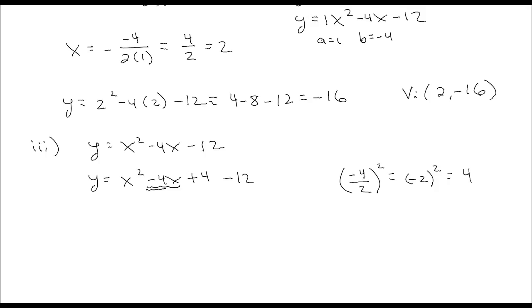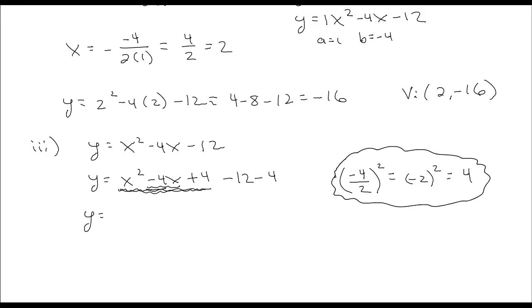But now I've changed the value on the right side of the equation, so I need to rebalance it by immediately removing that 4. Okay. Now, these three terms are a perfect square by design because of what I did here. By creating that 4, I created a perfect square, which I can write in factored form as x minus 2 quantity squared. And then negative 12 minus 4 is negative 16.